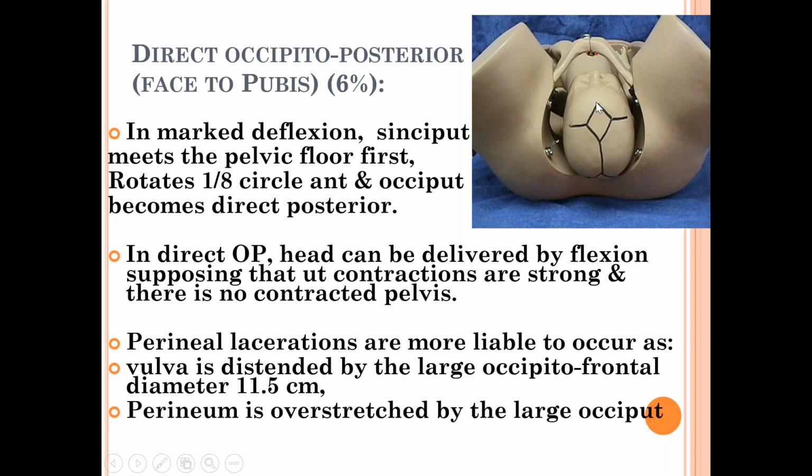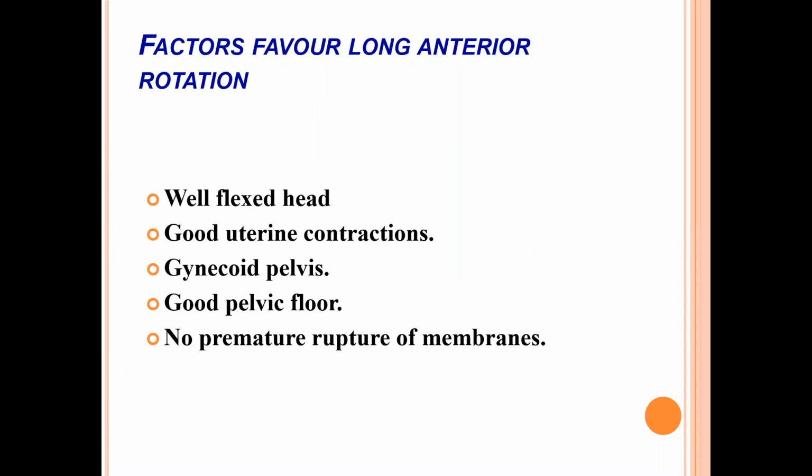Supposing the uterine contraction is strong and there is no contracted pelvis, or there can be an anthropoid pelvis in which the anteroposterior diameters are long. Perineal lacerations are more liable to occur as the vulva is distended by a large occipitofrontal diameter of 11.5 centimeters, and the perineum is overstretched by the large occiput. The head is normally delivered by extension, but in a face to pubis delivery, it is delivered by flexion, so there are more chances of perineal lacerations.